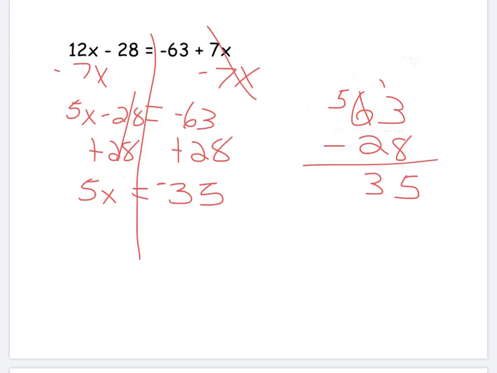Then my last step would be to take both sides and divide them by the 5 because right now the x is being multiplied by the 5. So dividing by 5 is the opposite of multiplying by 5. These two 5s then cancel each other out. I'm left with x. I have my equal sign. And then negative divided by a positive, first of all, is a negative. And then 35 divided by 5 is 7. So my solution is x is equal to negative 7.